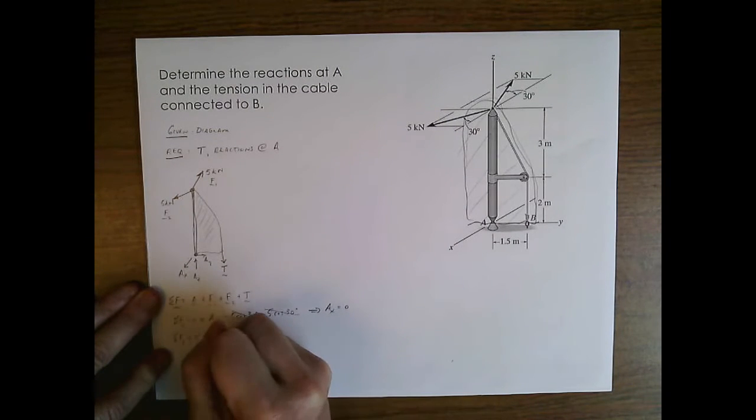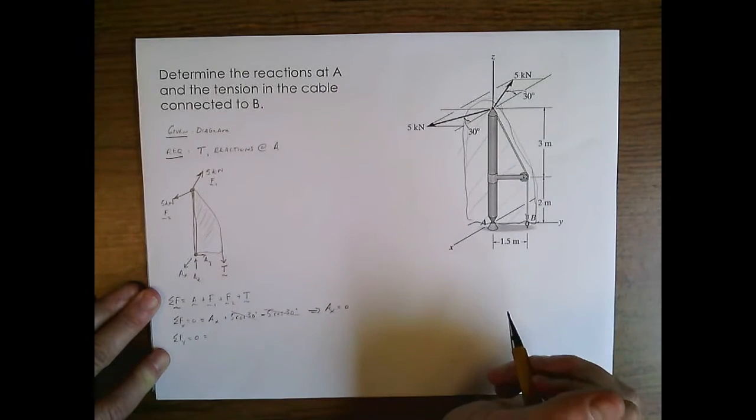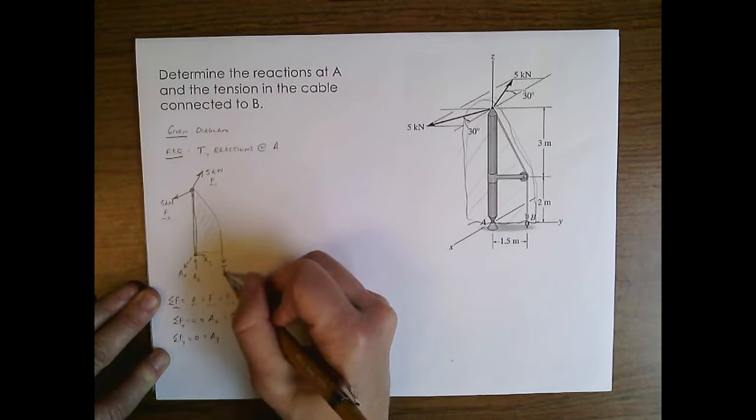Sum of the forces in y is equal to 0. What I'm going to get here is AY. T is purely in the z direction, right?